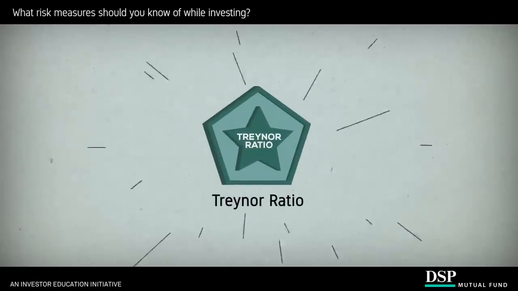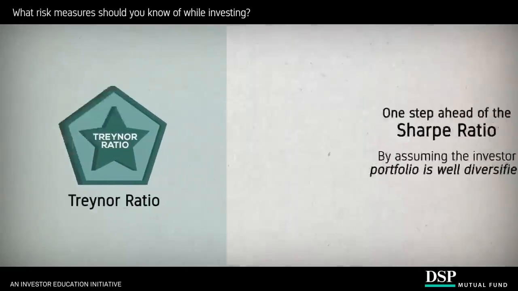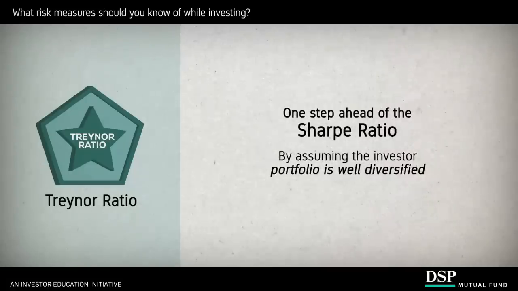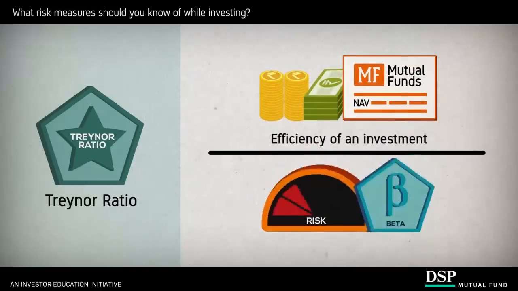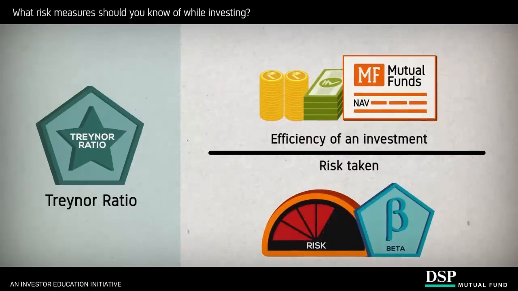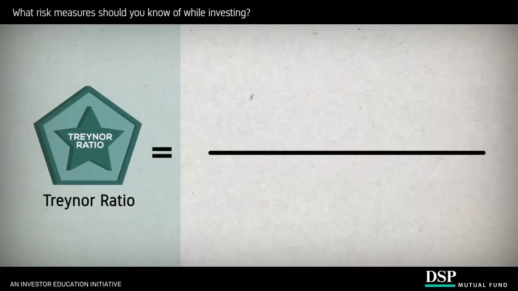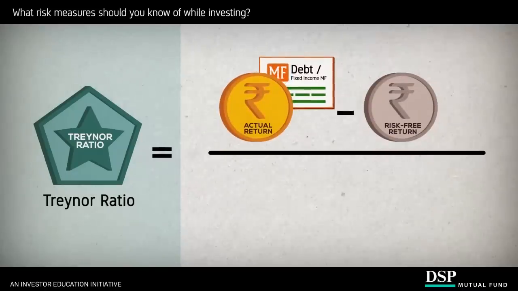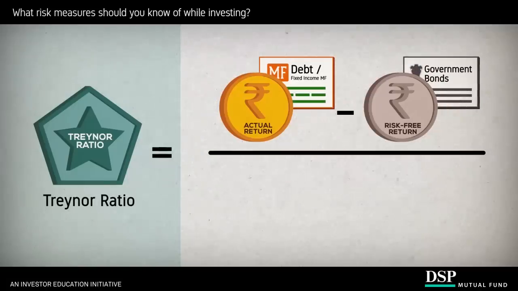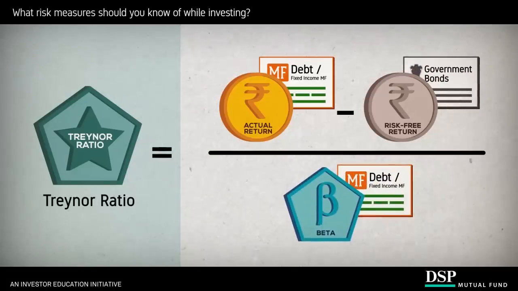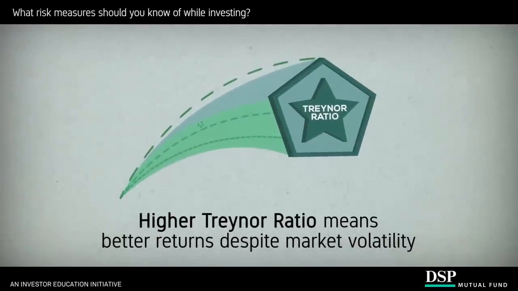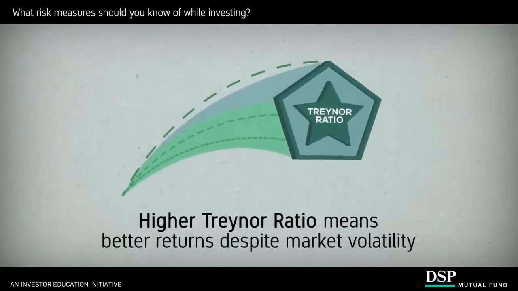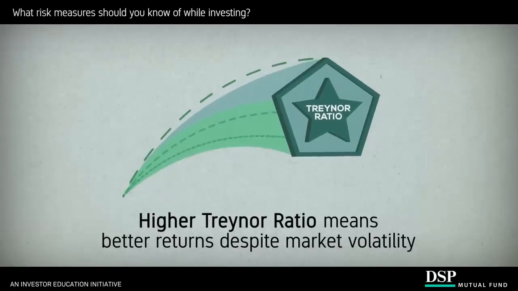Finally, let us also talk about the Treynor ratio. This goes one step ahead of the Sharpe ratio and helps the investor evaluate the efficiency of an investment per unit of risk using beta as the measure of risk. Treynor ratio is calculated as an investment's excess return over the rate of return offered by a risk-free investment such as government bonds per unit of market risk as indicated by beta. A higher Treynor ratio is an indicator of an investment generating better returns despite the volatility present in the market.